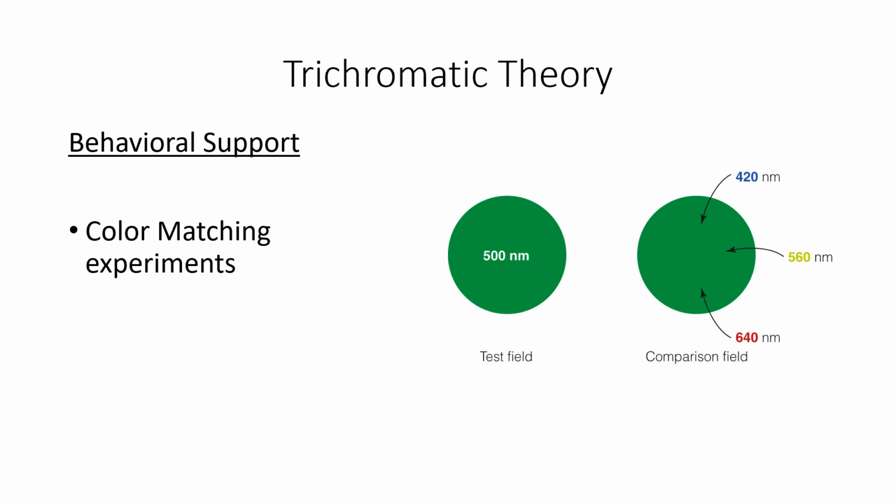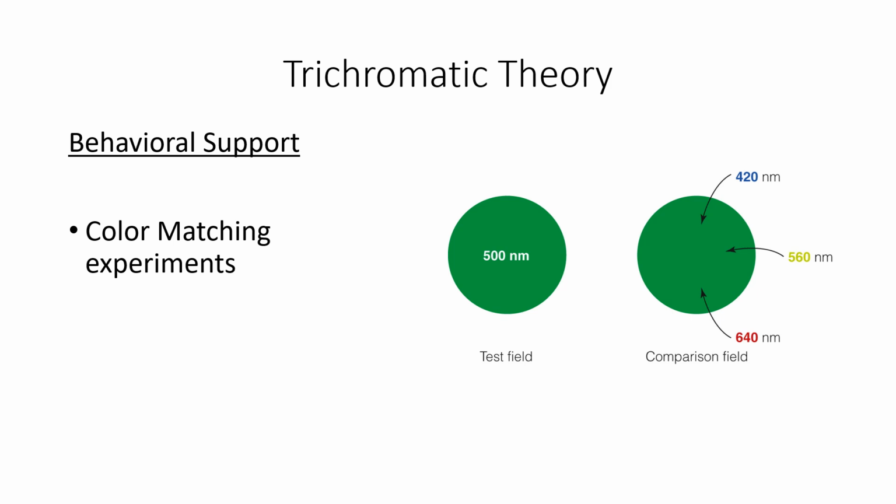Behavioral support for the trichromatic theory of color vision has been around for over 100 years. These color matching experiments were designed and studied by James Clerk Maxwell, who gets a lot more attention for his understanding of electromagnetism and theories about the physics. In his experiments you would see a monochromatic light in the test field. Let's say it's 500 nanometers, but you would systematically see 500, 510, 520, and so on. We're just showing 500 nanometers as an example.